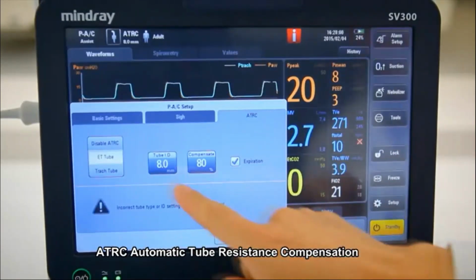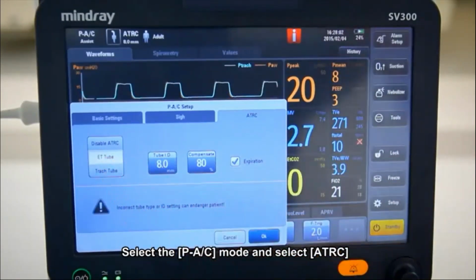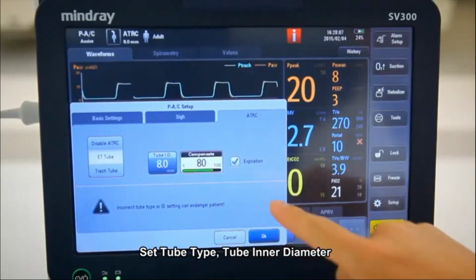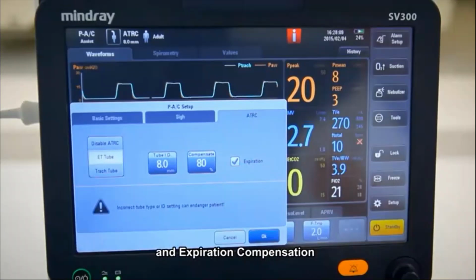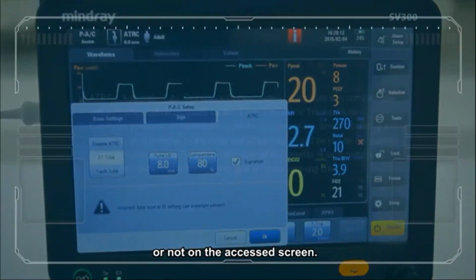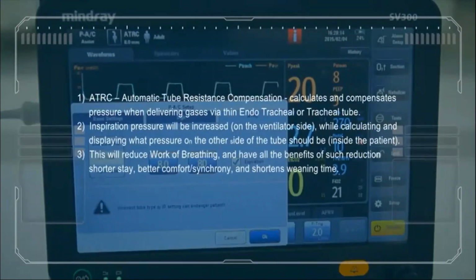ATRC, Automatic Tube Resistance Compensation. Select the PAC mode and select ATRC. Set tube type, tube inner diameter, compensate level, and expiration compensation or not on the accessed screen.